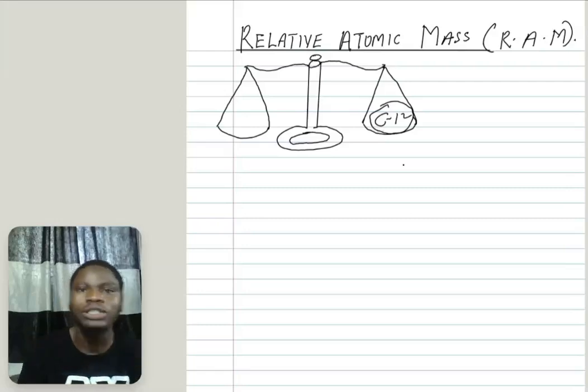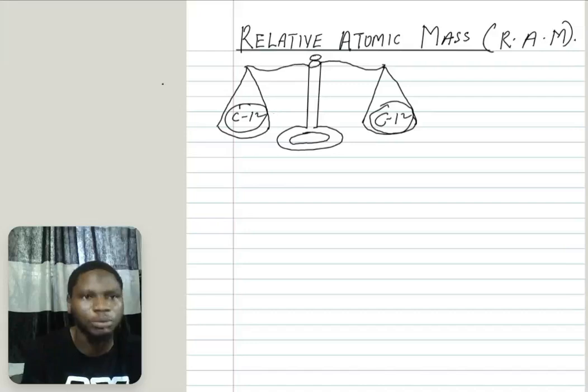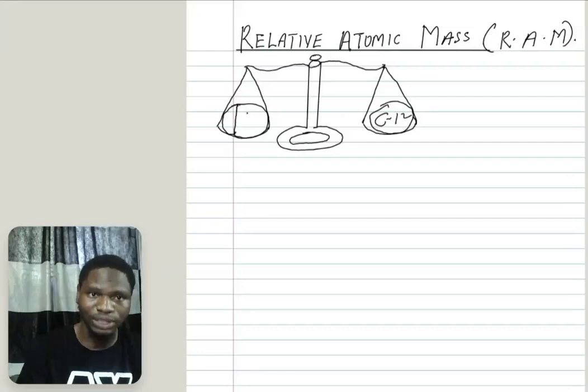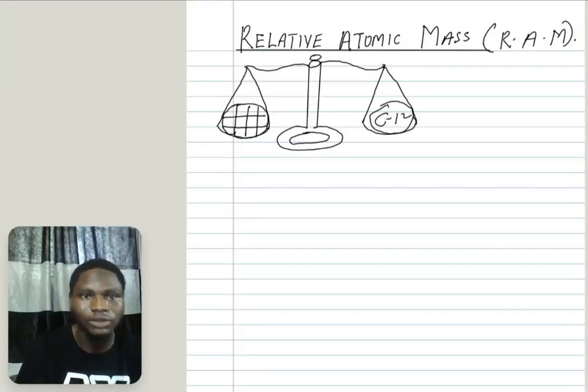Good. Now, if I place another carbon 12 here, everybody check. What will happen? It's still at equilibrium. Good. What if I come here and divide this carbon 12 into 12 pieces? Let me say I divide it into 12 pieces like this. Exactly. Now, this is 12: 1, 2, 3, 4, 5, 6, 7, 8, 9, 10, 11, 12.